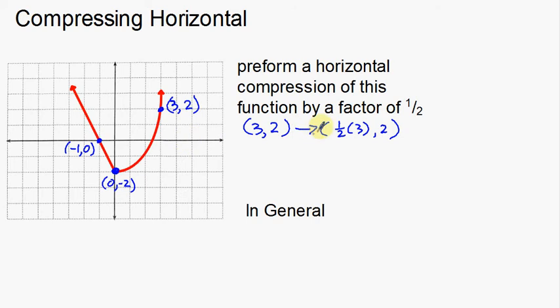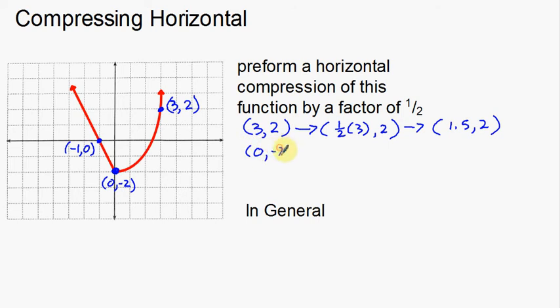Now notice, we're only going to change the x-coordinates. Again, horizontal compression, horizontal, which is left and right, which is the x-axis, which is my x-coordinate. So I'm only going to affect my x-coordinates by a factor of 1/2. I'm going to multiply them by 1/2. That's going to change this to (1.5, 2). So half of 3 is 1.5, and that's my new point that I'm going to use.